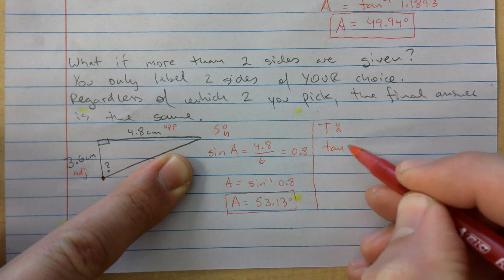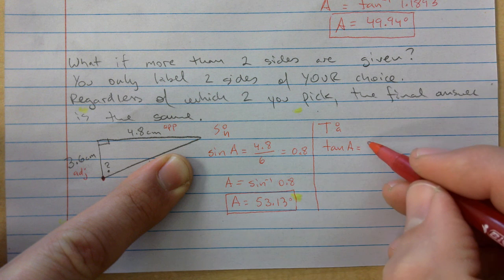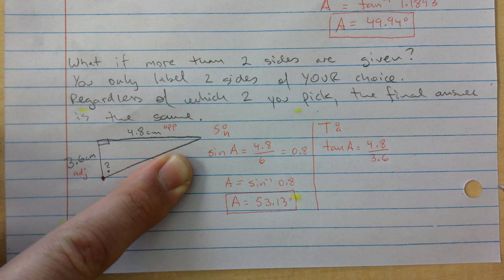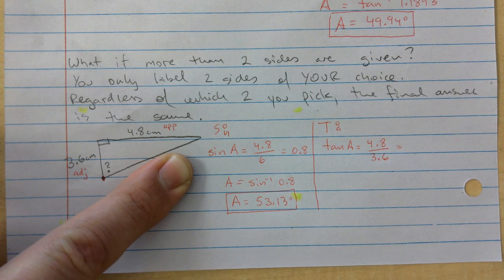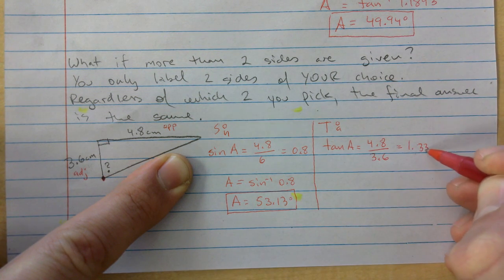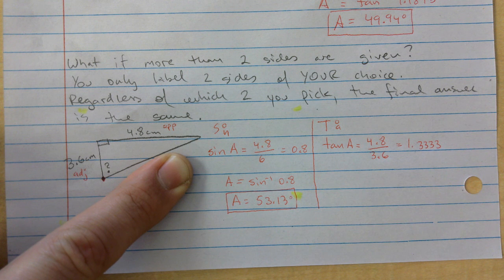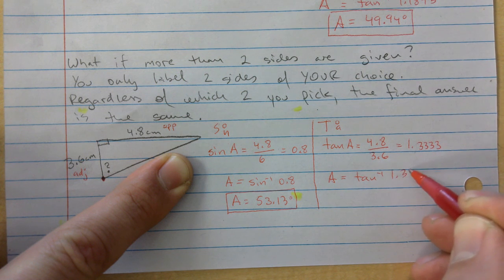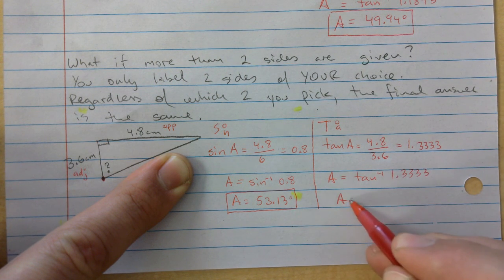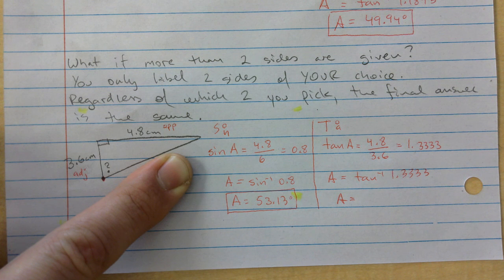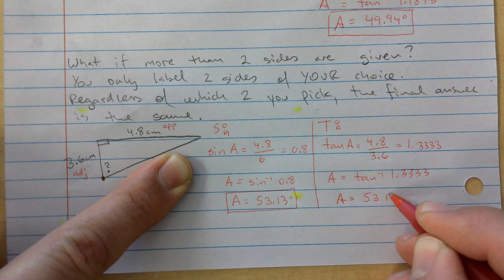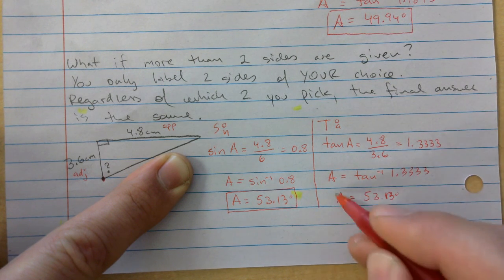So you would go tangent of angle A is going to be opposite over adjacent, like that. You turn that into a decimal. You get 1.333 and it keeps on going. Round it to 4, it stops there. A is tan inverse of 1.3333. A will be 53.13 degrees. And I think we're going to stop.